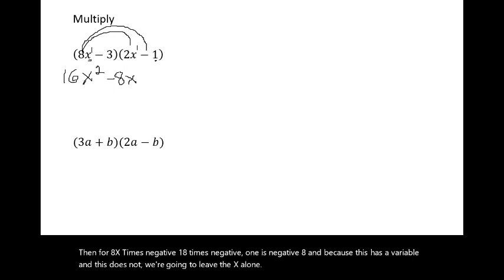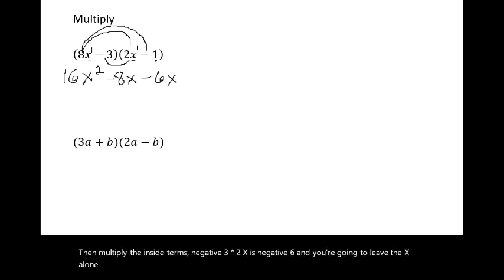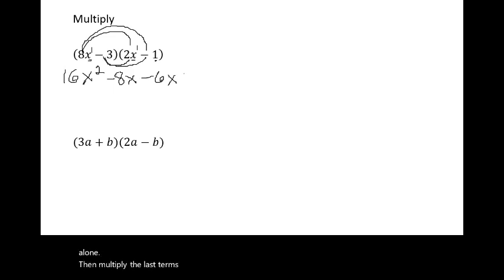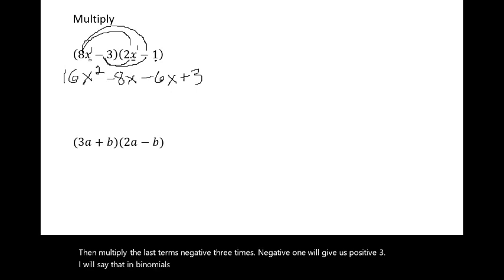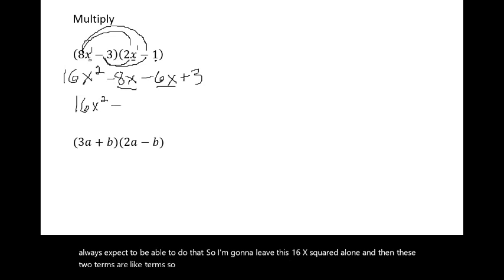Then multiply the inside terms. Negative 3 times 2x is negative 6, and you're going to leave the x alone. Then multiply the last terms. Negative 3 times negative 1 will give us positive 3. Now, I will say that in binomials like this, a lot of times you can combine the middle terms, but don't always expect to be able to do that. So I'm going to leave the 16x squared alone, and then these two terms are like terms, so negative 8 plus negative 6 is negative 14x, and then you're going to leave the plus 3.